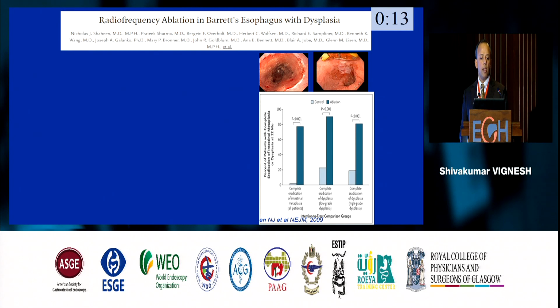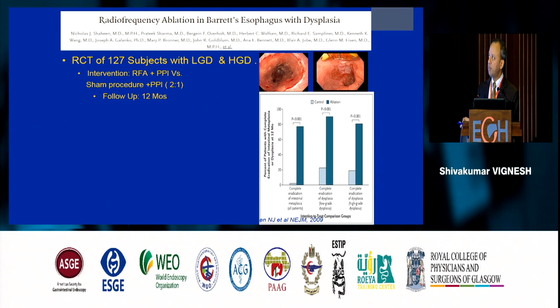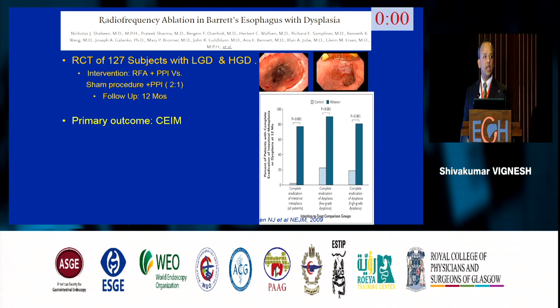4 months. This is the randomized controlled trial that was published in the New England Journal of Medicine that made RF ablation the standard of care for dysplastic Barrett's. So 127 subjects with confirmed low-grade or high-grade. One arm had RFA plus PPI. The other arm, sham procedure plus PPI, 12-month follow-up. Primary outcome was complete eradication of intestinal metaplasia.